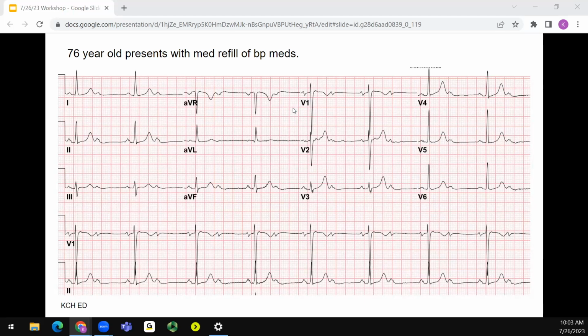Someone says second degree block. What makes them think that? I think that right after the T, the wave that's right after the T looks very similar to the P wave. Yeah, so I think what Max is pointing out is there's the P wave here, and then there's another upward deflection at the T wave that looks almost identical to the P wave. So what's happening here? A dropped beat. So this is 2-to-1 second degree AV block.